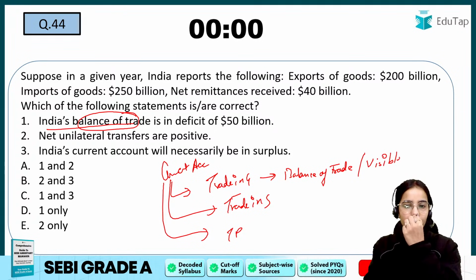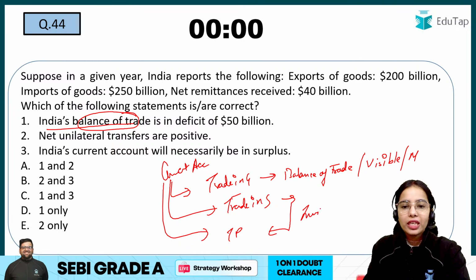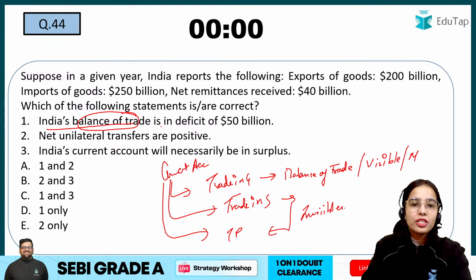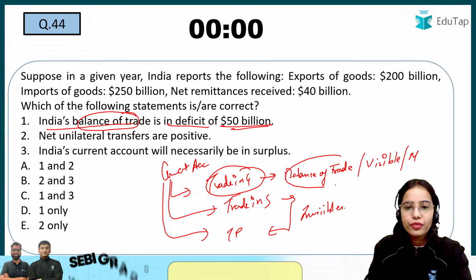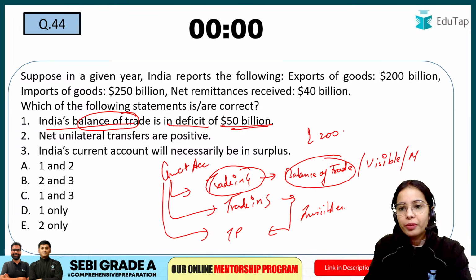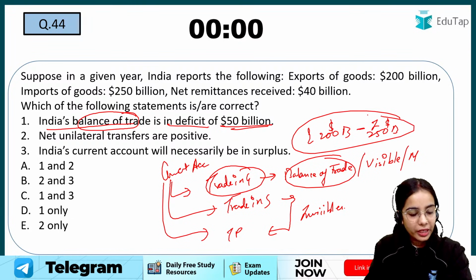Visible trade or merchandise trade. Trade in services and transfer payments collectively are called invisibles. Okay. So balance of trade is in deficit of $50 billion. So in the trade in goods, in the balance of trade, we are exporting $200 billion while we are importing $250 billion. So we have a deficit of $50 billion.